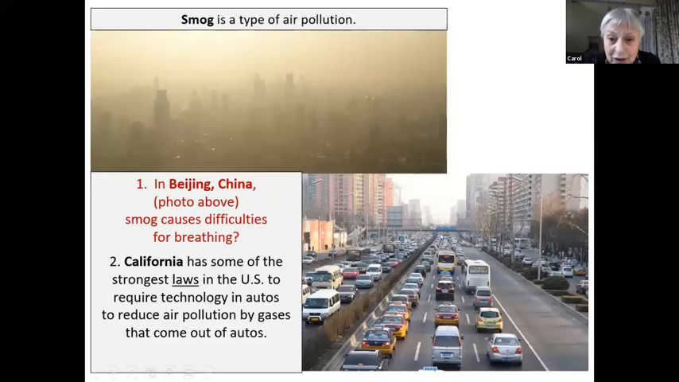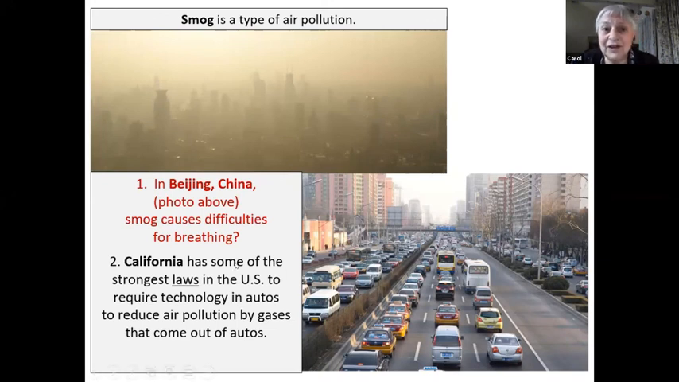In California, and here's a bottom picture, California has a lot of cars, especially in the Los Angeles area. And California decided smog is not good for us. So it has some of the strongest laws in the United States to reduce the kind of exhaust emissions that come out of car and truck and bus tailpipes.